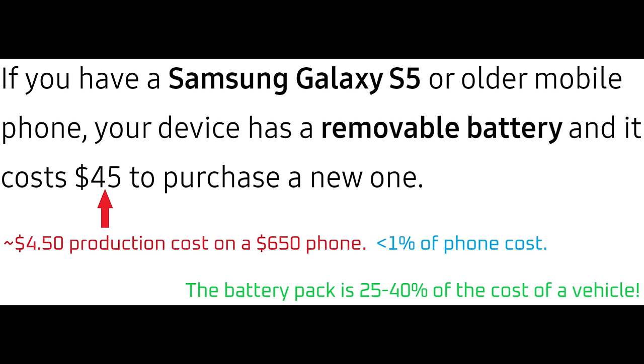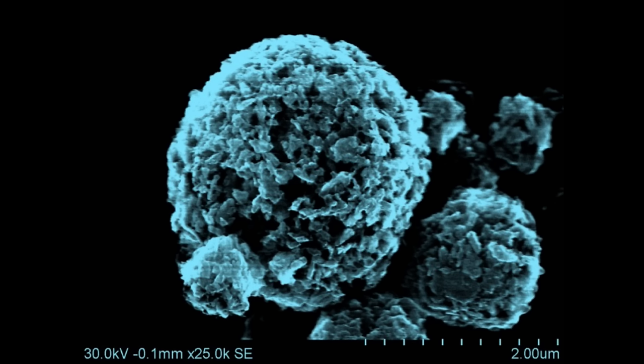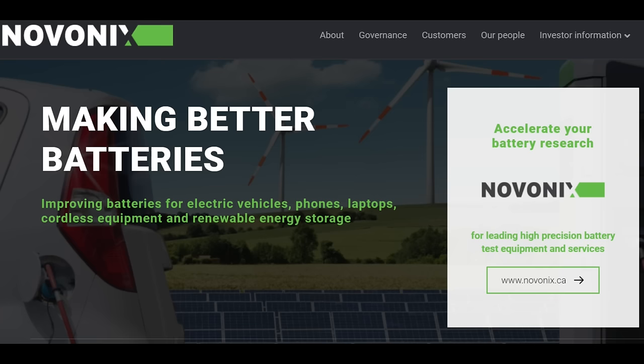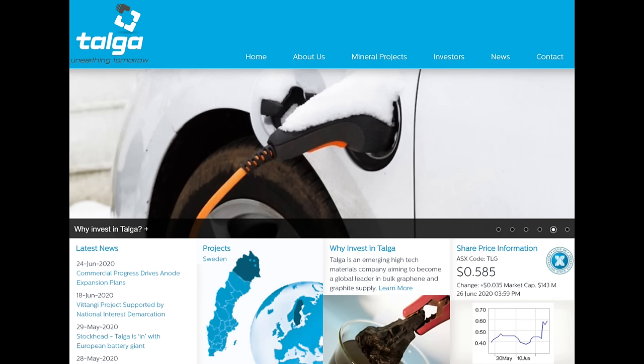Now that we have a good understanding of graphene, we'll move on to anode materials in the next two videos. Novonix, by popular demand, will be covered in the next video, and the video following that will be on Talga Resources. Graphite anodes are far more interesting and far more promising than they get credit for, and I'm looking forward to sharing what I've learned.